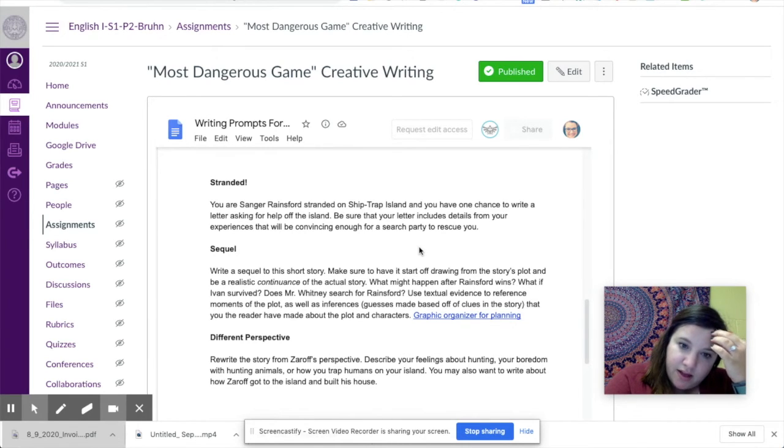And then finally, you're going to rewrite the story. You could rewrite the story from Zaroff's perspective. What I would recommend doing is picking a particular scene to rewrite, right? The whole story would be too long, but pick one scene that you want to retell from Zaroff's perspective.